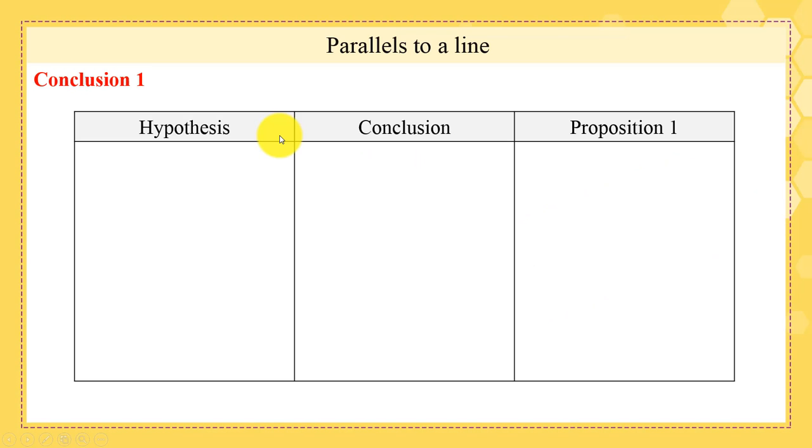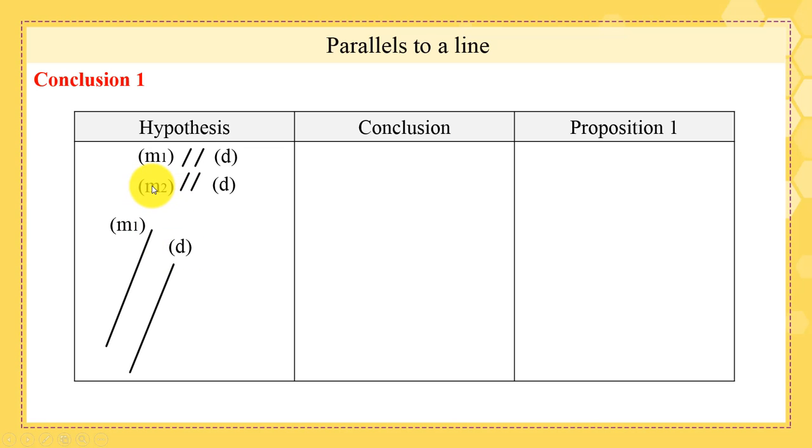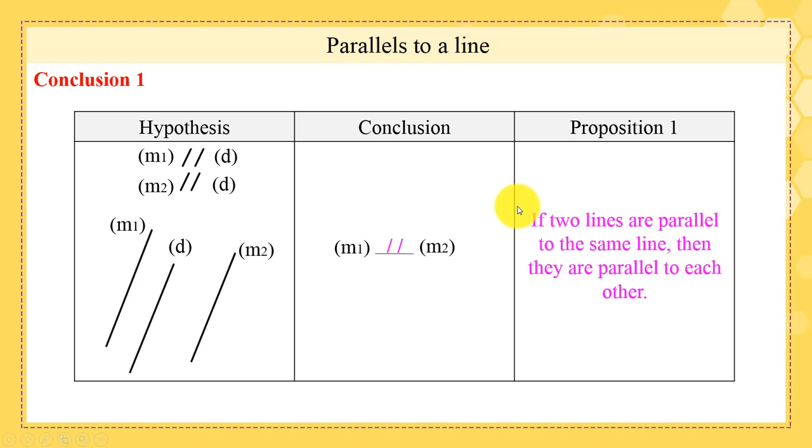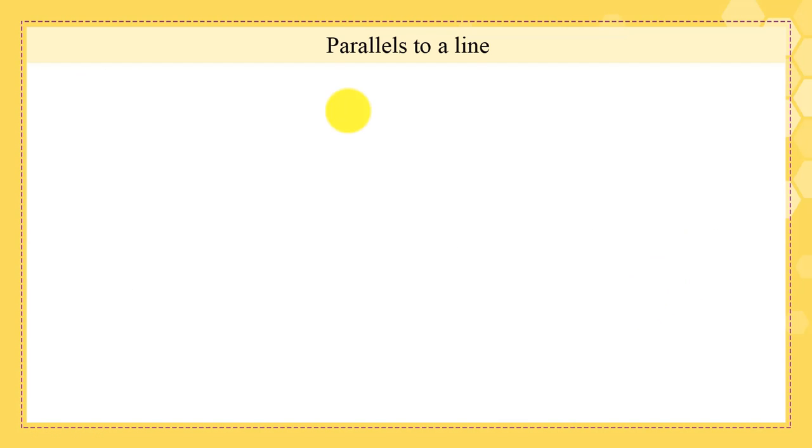Let's read the conclusion together. The hypothesis is line M1 parallel to line D. This is the figure. Line M2 parallel to line D. What do you conclude about lines M1 and M2? They are parallel. This is the notation of parallel lines. Proposition 1. Let us generalize the rule. If two lines are parallel to the same line, then they are parallel to each other. Parallels to a line. This is the first property.